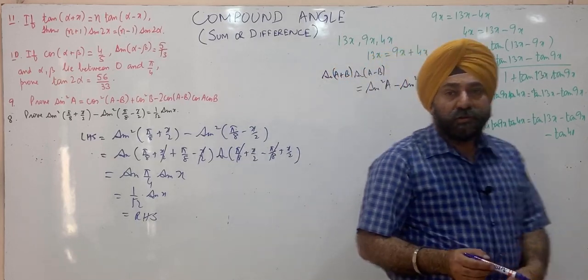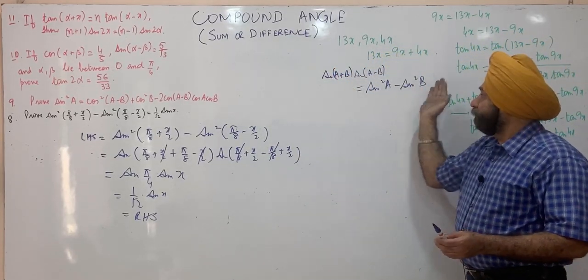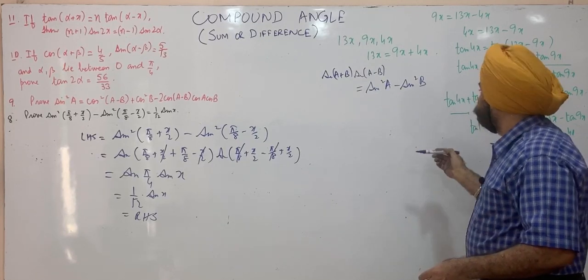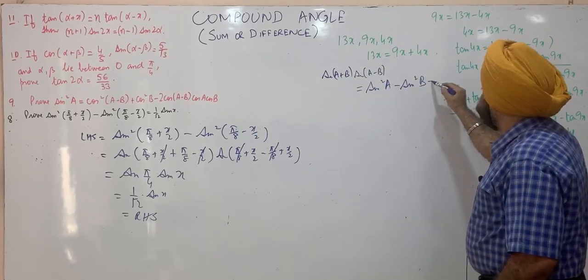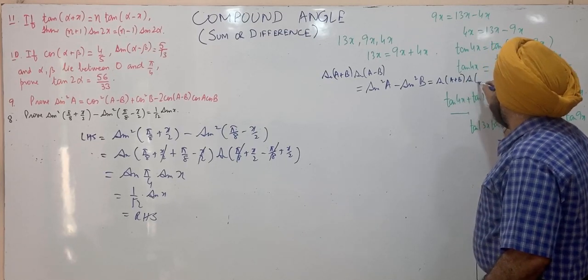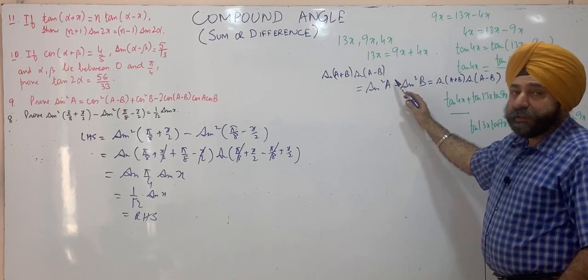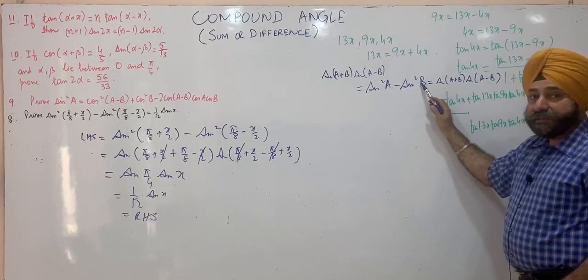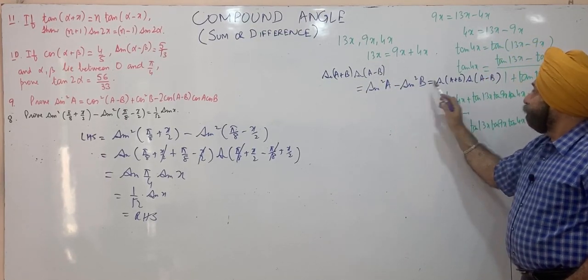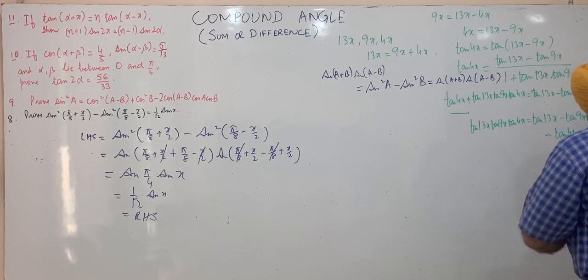So you should learn all the formulas, left hand side equal to right hand side, and also right hand side equal to left hand side. It's better if you write this is equal to sin (a plus b) into sin (a minus b). So sin (a plus b) into sin (a minus b) is sin square a minus sin square b, which is equal to sin of (a plus b) into sin of (a minus b).